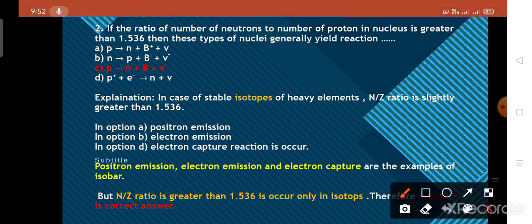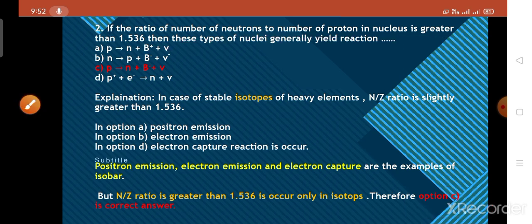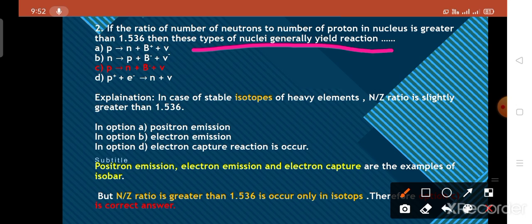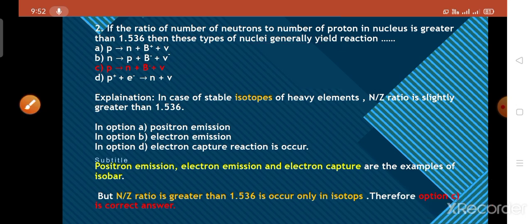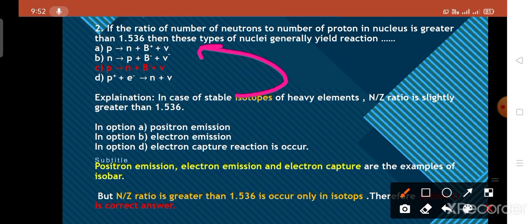Then the second question: if the ratio of the number of neutrons to the number of protons in the nucleus is greater than 1.536, then this type of nuclei generally yields which reaction? The first option is nothing but a type of positron emission, because beta plus is given. When beta plus decay happens, we call it positron emission.